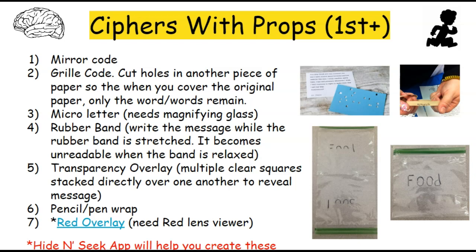The second one is grill code. The picture for that is over here. It's where you cut out holes in a piece of paper and then you put it over a note or a letter, and then your word or words appear.